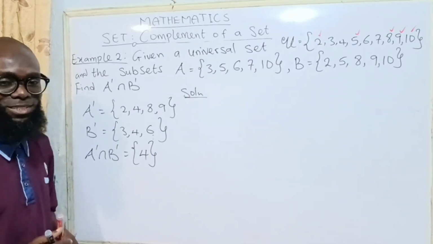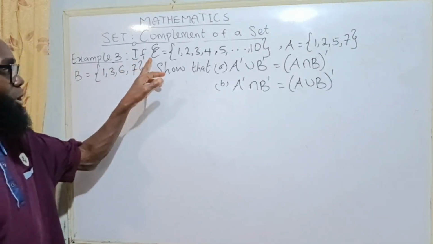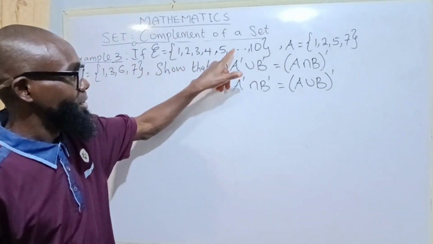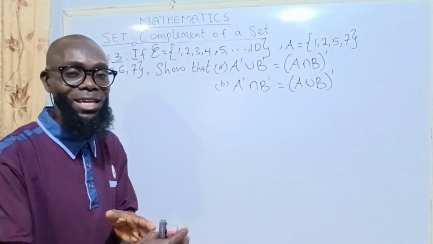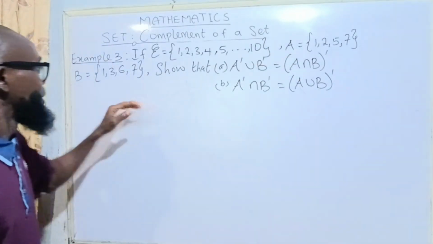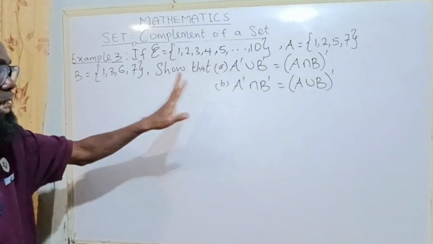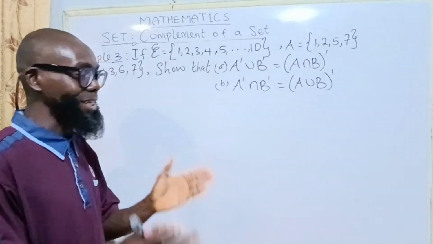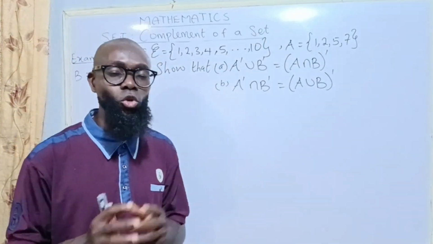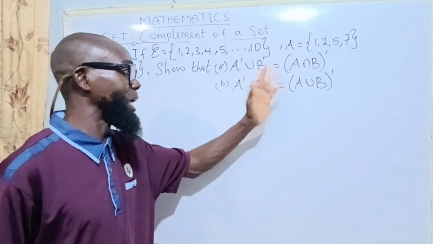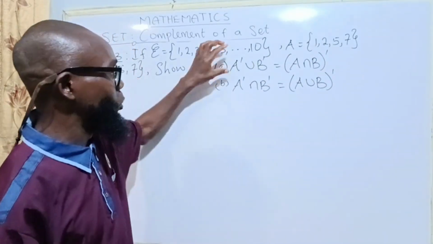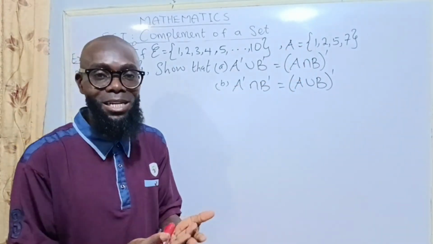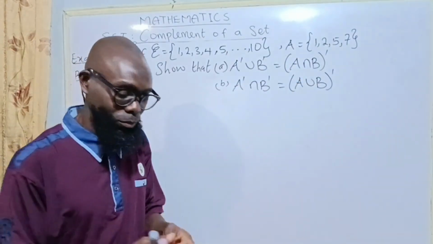Let us proceed. Example 3. Given this universal set 1, 2, 3 to 10, don't forget that these 3 dots mean some values are there. We are given a set A, we are given a set B. Then we want to show that A prime union B prime is equal to, open brackets, A intersection B, close brackets, prime. We want to prove it. Meaning that we want to prove from left to right and from right to left. So when we do the left one, we also solve the right one. We now compare the answers to check if they are actually equal. Let's proceed.